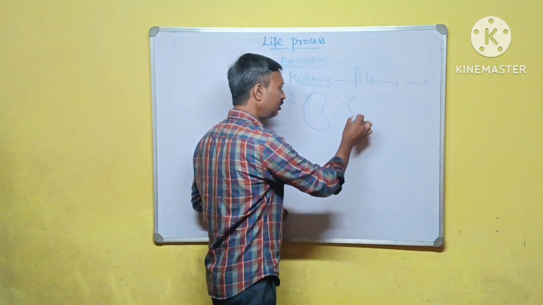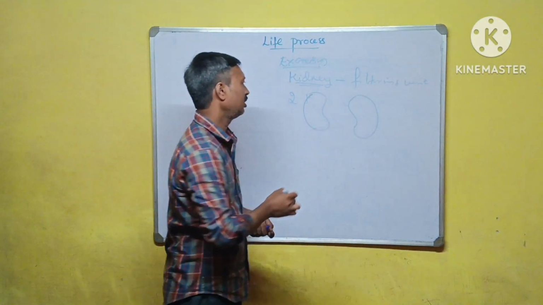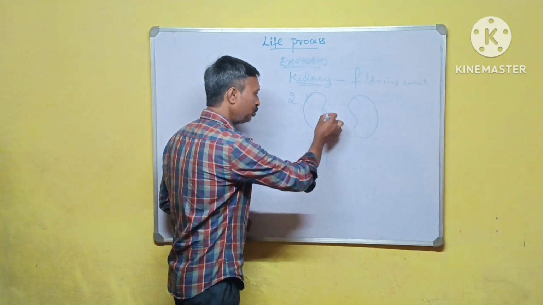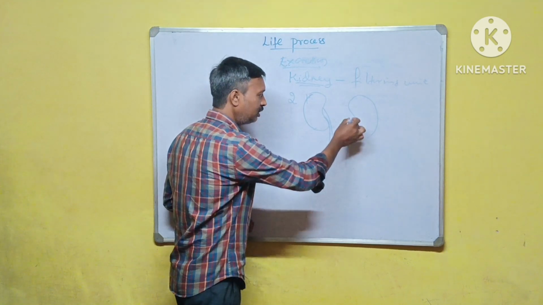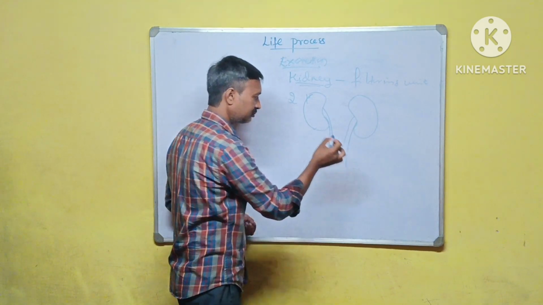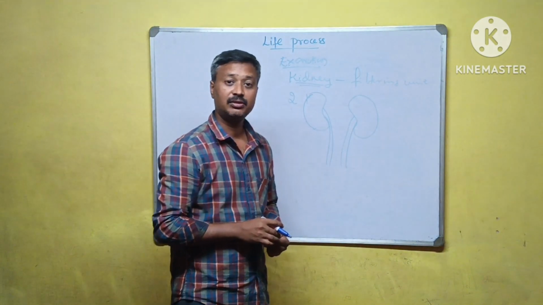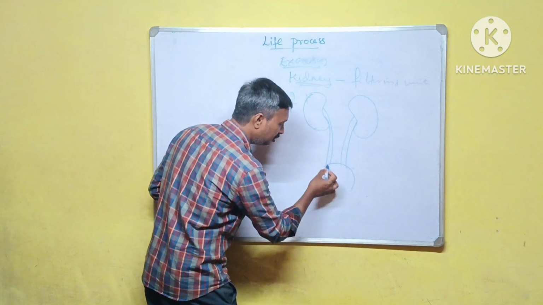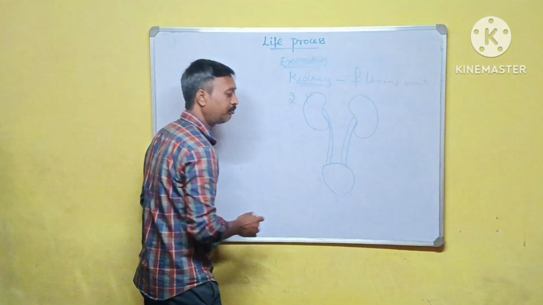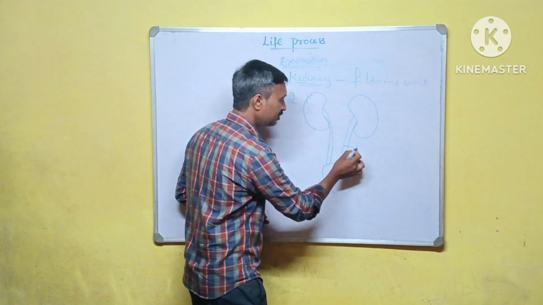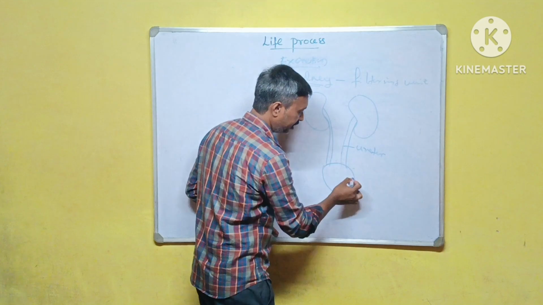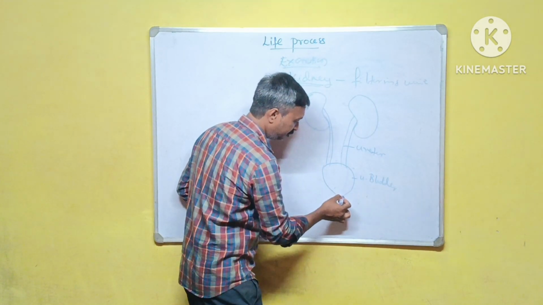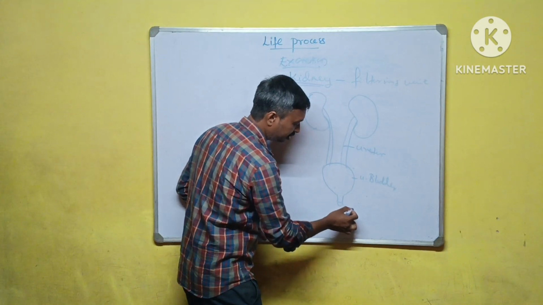How many kidneys do we have? Two kidneys. They are bean shaped. From the kidney there is one tube called the ureter. The ureter connects to a balloon-like structure, the urinary bladder. Next, there is a small opening called the urethra.